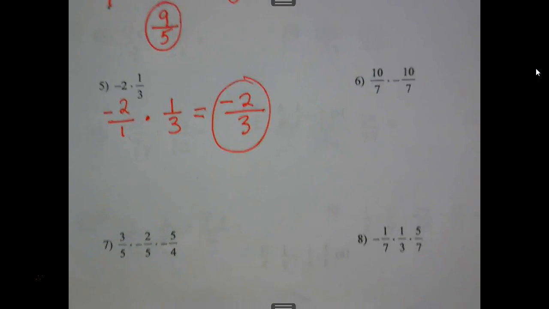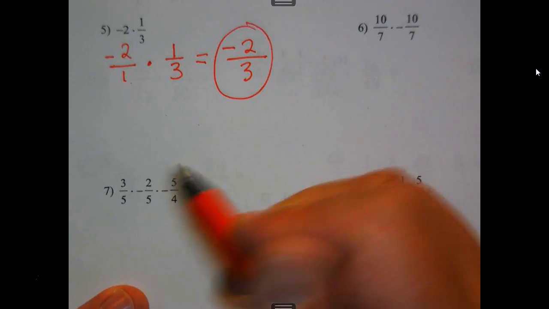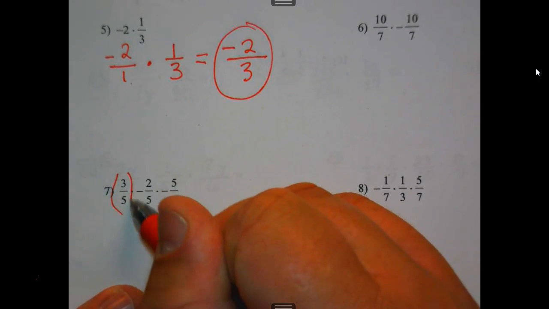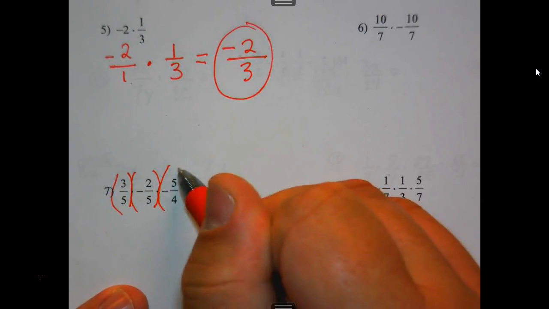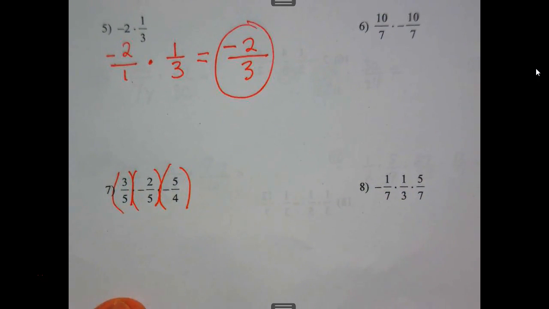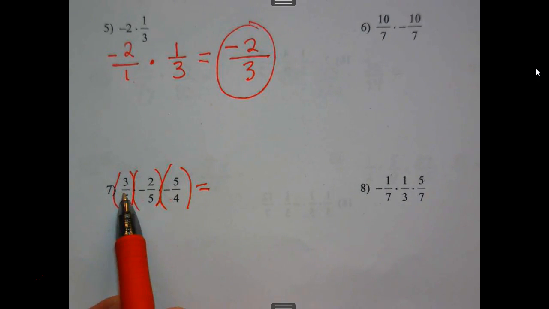Number 7 has 3 fractions, right? 3/5 times -2/5 times -5/5. No, I only have 2 negatives. I have 2 negatives and a positive. Okay, so a negative times a negative is positive. Positive times a positive is positive. So my answer is going to be a positive.